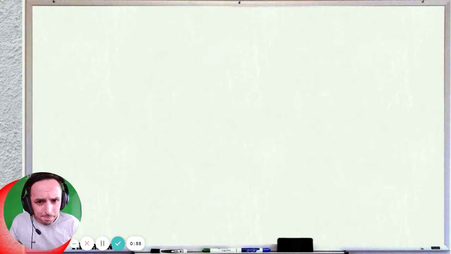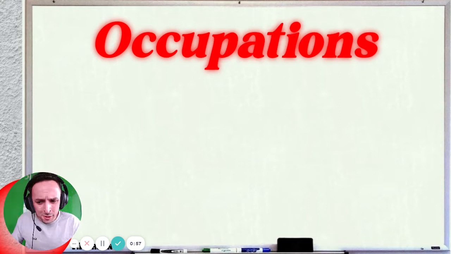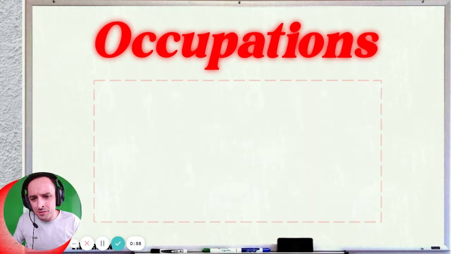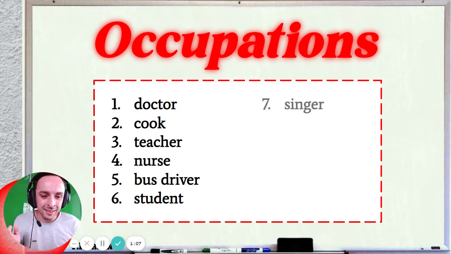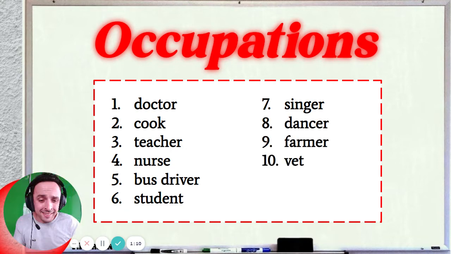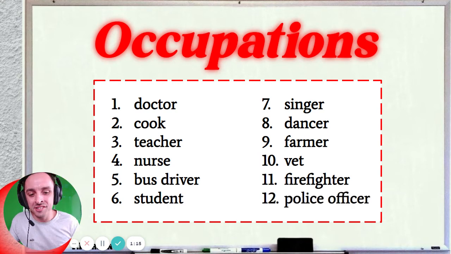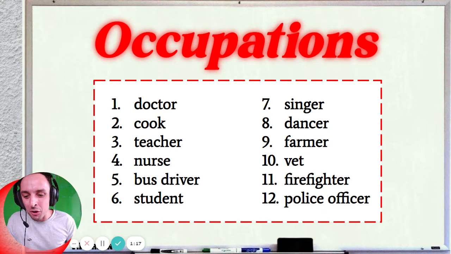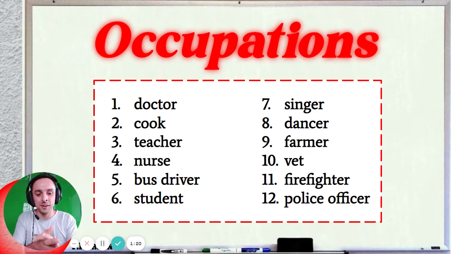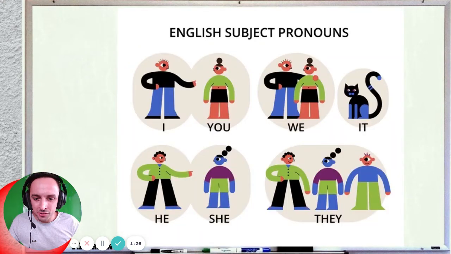Unit 4 test. First, we have our words. You know the words. We have our doctor, our cook, teacher, nurse, bus driver, student, singer, dancer, farmer, vet, firefighter, and police officer. Okay, these were your 12 occupations, your jobs. Now these are the words that we learned for Unit 4. So let's move on. We've done those.